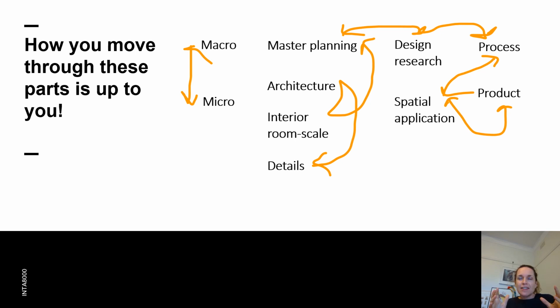Remember that there is hierarchy in visual presentation. So your perspectives don't all have to be the same size. Your plans don't all have to be at the same scale. Your details don't all have to be at the same scale. Think about the important parts of the scheme in terms of their size on the wall. Think about the key messages that you're trying to tell your audience about the scheme.